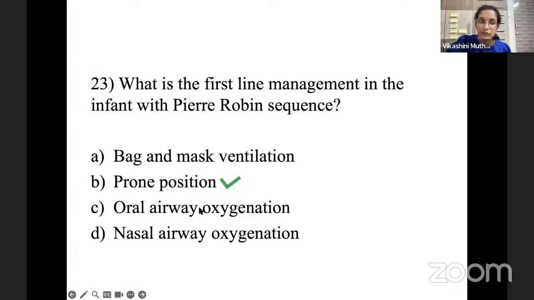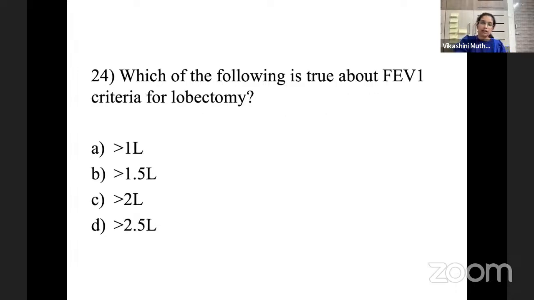If none of these is given, then you can go for surgical options like tongue tie, tracheostomy, mandibular distraction osteogenesis, or palatoplasty as such. Those are the other options that can be considered if they are given.